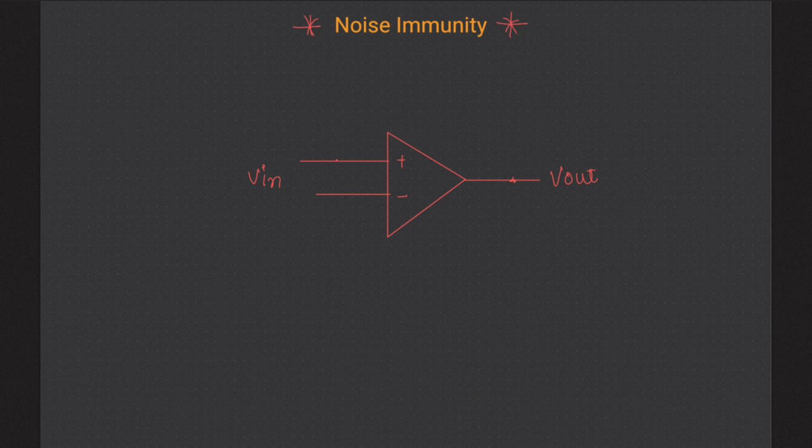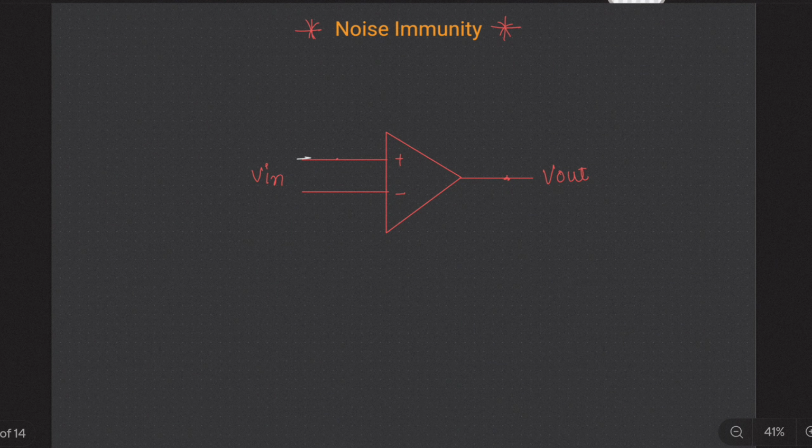So in this video I will be explaining about the noise immunity, and as I've explained in my previous video about the input and output impedance, and I've also explained about the bandwidth. So if you have not watched that video, please go and watch, so you will be in the continuity of the series. So without wasting any time, let's get started.